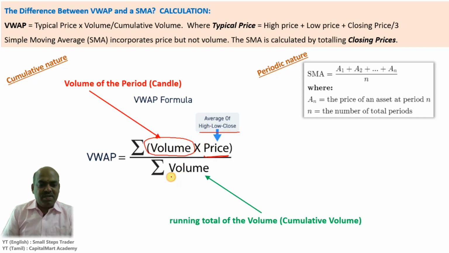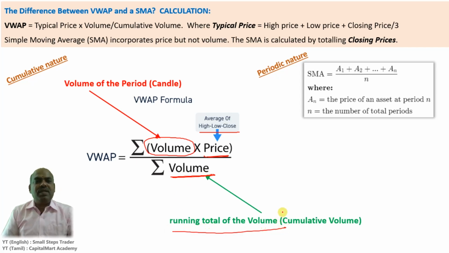And below there is a volume again, and this volume is the overall volume. It's a running total of the volume. For example, now the time is 12 o'clock. Since morning 9 o'clock until 12 o'clock, all the volume it will take. So this is the uniqueness of the VWAP. That's why we say VWAP is cumulative in nature.